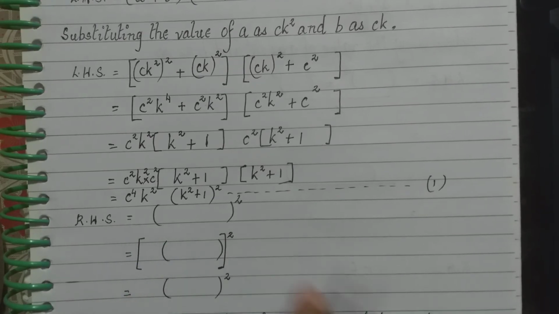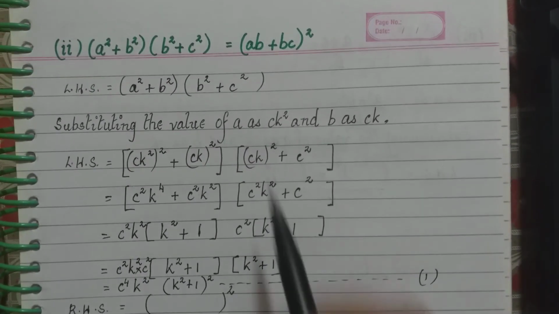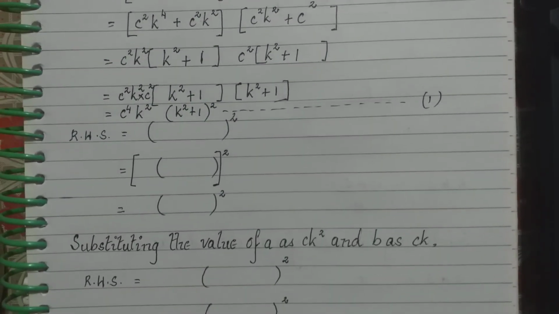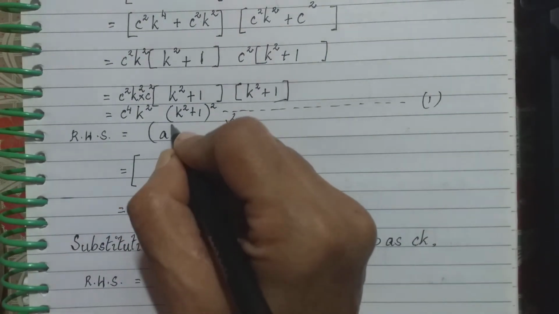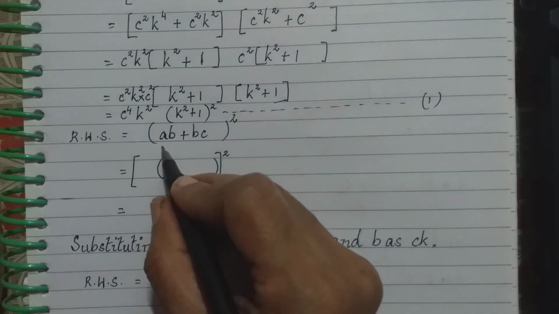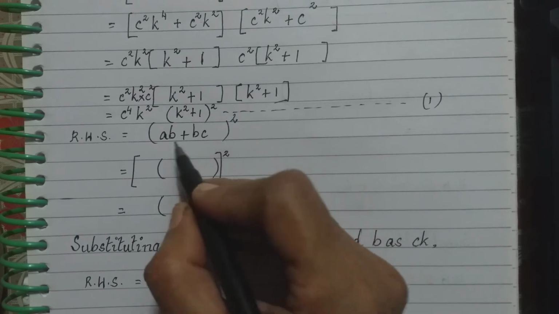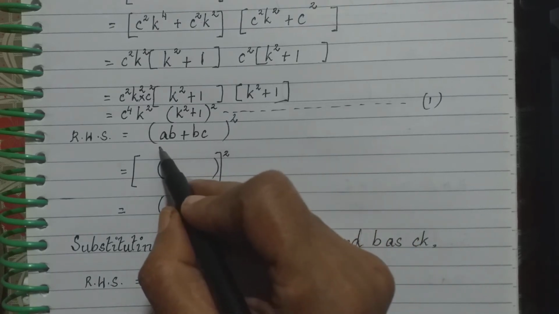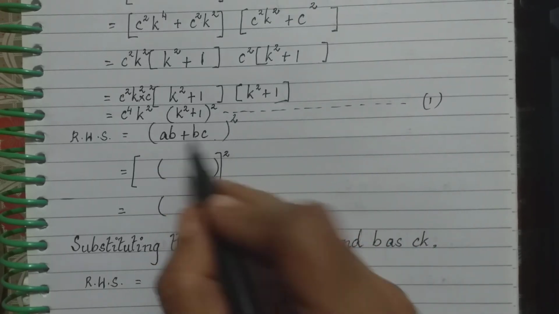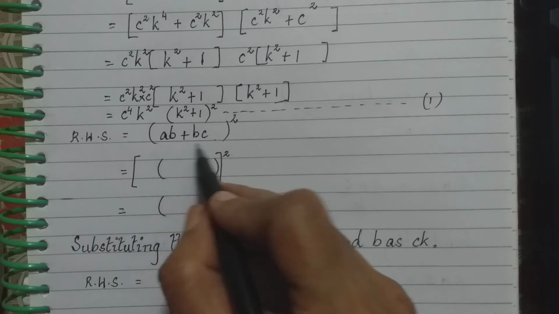Now going to the right hand side. What was right hand side? AB plus BC the whole square. So we write here AB plus BC the whole square. Now AB plus BC the whole square, what is it? Here you will see in AB plus BC the whole square, before we substitute itself, we see that B is common in both.